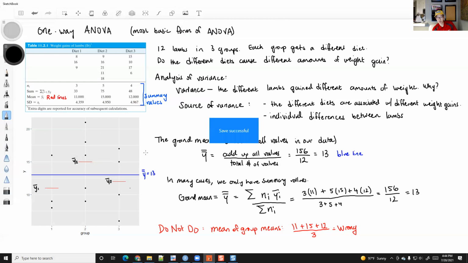Okay, so here's our picture. We have the 12 individual dots, the 12 individual lambs, separated into 3 groups: group 1, group 2, group 3. Here is the grand mean shown in blue, and we have the group means shown in red.